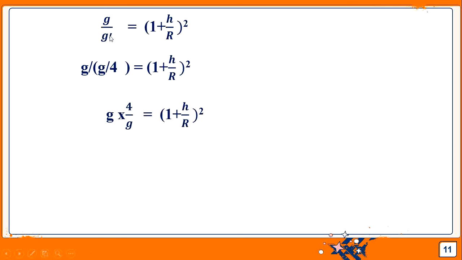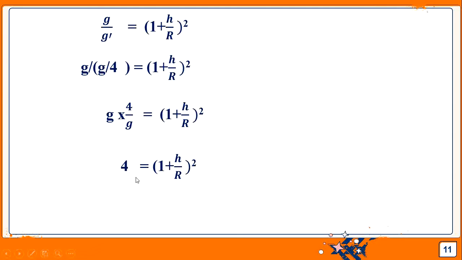Now, here instead of g dash we have to substitute the value g by 4. It is given in the data. So, g by 4 is equal to 1 plus h by R whole squared. Now g into, we have to write this division as the reciprocal. So 4 by g is equal to 1 plus h by R whole square. Here g and g get cancelled. So the remaining term is 4 is equal to 1 plus h by R whole square.